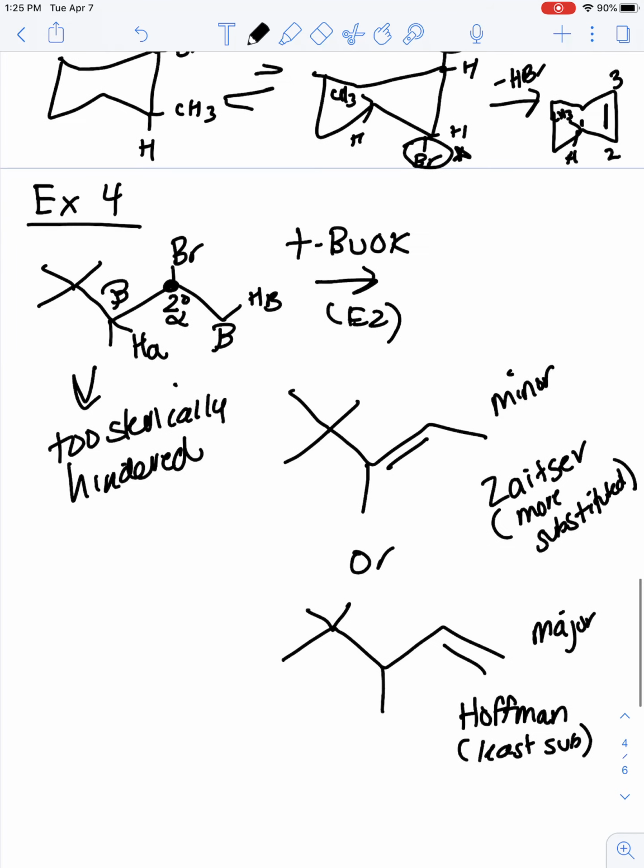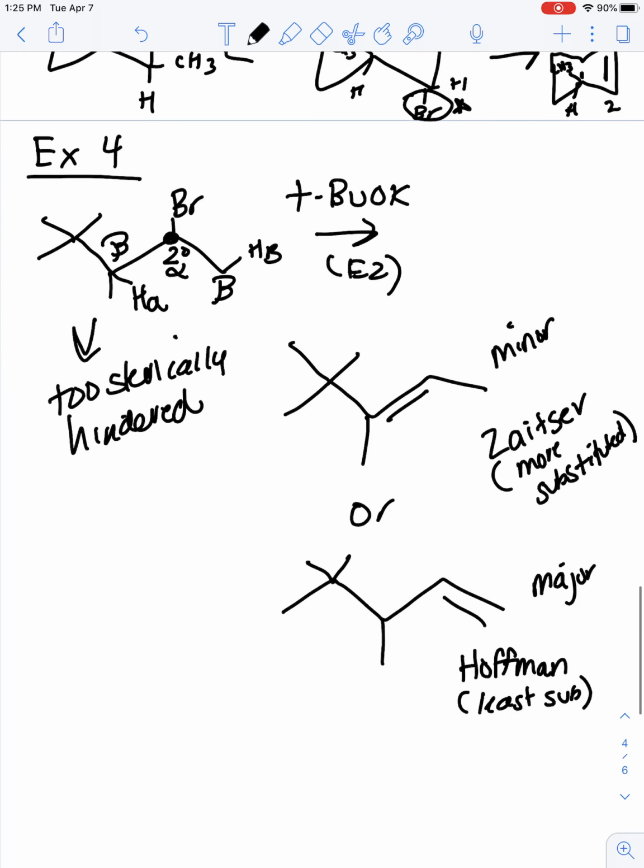So please look over E1 reactions and E2 reactions. In the next lecture, I'm going to summarize SN1 reactions and E1 reactions. I'm going to summarize SN2 reactions and E2 reactions, and then I will work through the thought process for a few different examples.